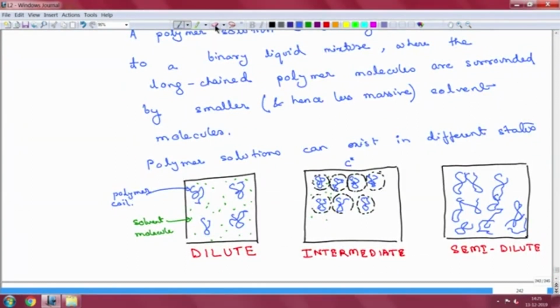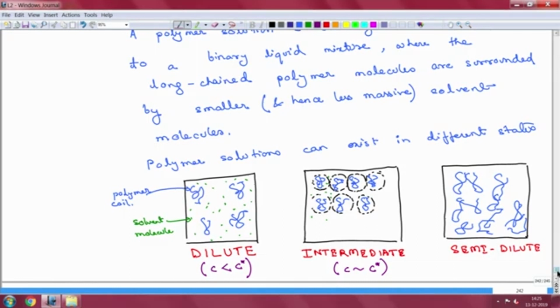So, I am just going to erase this because I am going to write down some of the expressions. For this particular case, the dilute case, your concentration C is such that C is less than C star. Or the overall concentration is such that C is of the same order as C star. So, C star corresponds to this threshold regime or the intermediate regime.